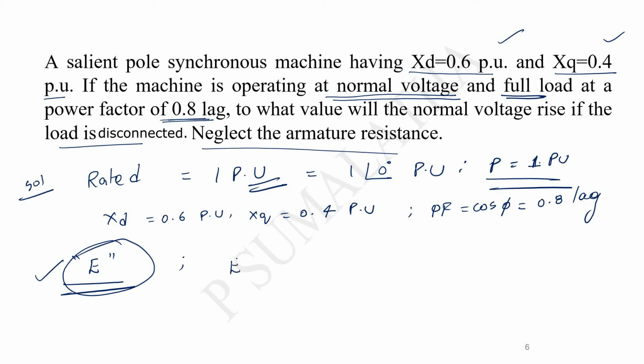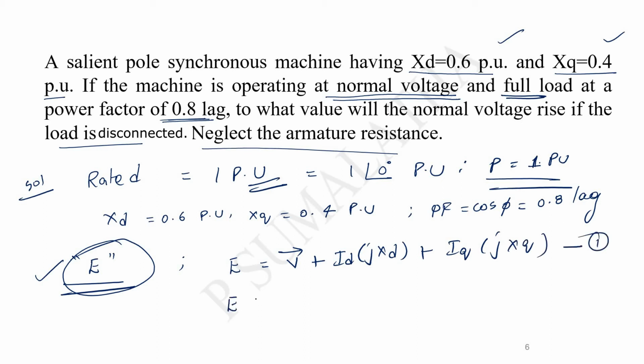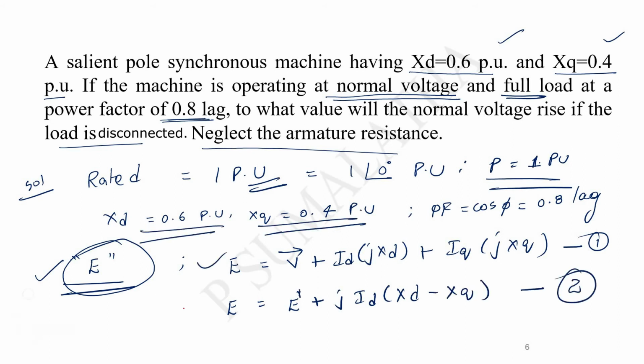We know the excitation voltage E is equal to terminal voltage V plus Id into jXd drop plus Iq into jXq drop. If you recall the other formula, that is E is equal to E dash plus jId into Xd minus Xq. We have two equations like this.